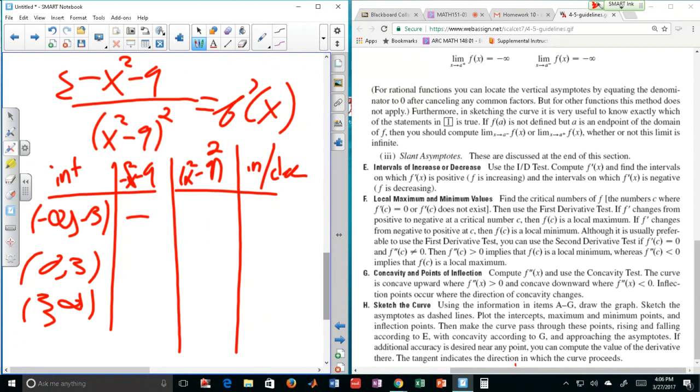-4. This is negative. This is negative. This is positive. Right? Wait. Yeah, negative. That one's positive. And this one's positive for both of these. This is positive for both of those.